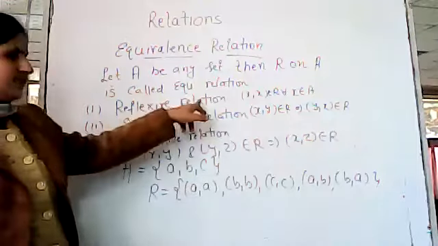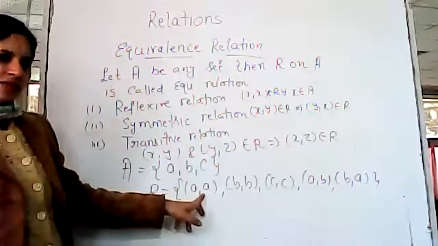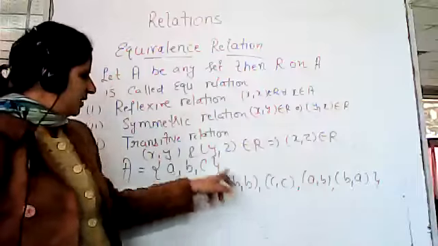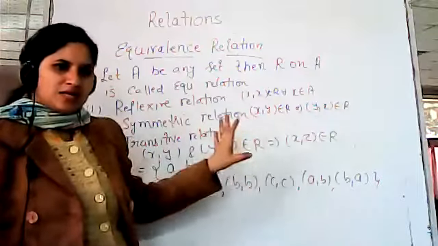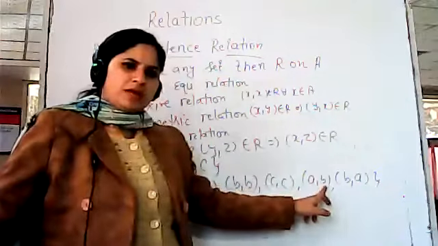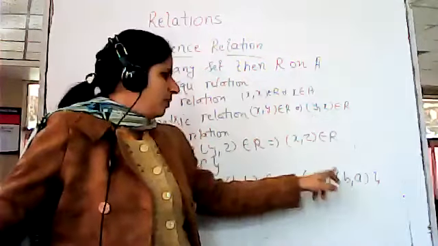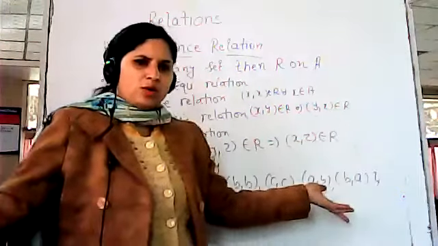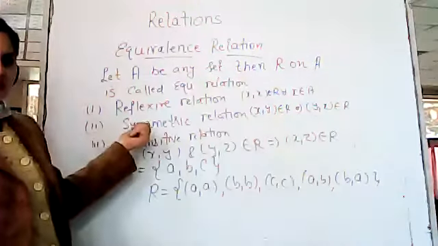The elements are A, B, C. The first condition is reflexive. A is related with A, B is related with B, C is related with C. So the relation is a reflexive relation. For symmetric, A comma B is taken. What is the inverse of A comma B? That is B comma A. It is also available. So the relation is symmetric.